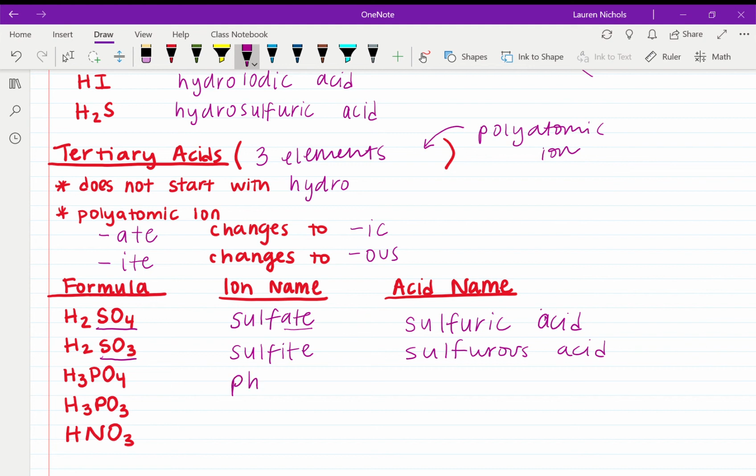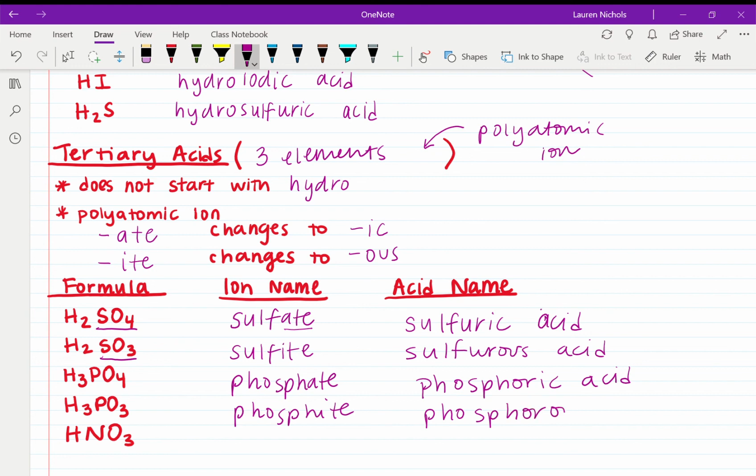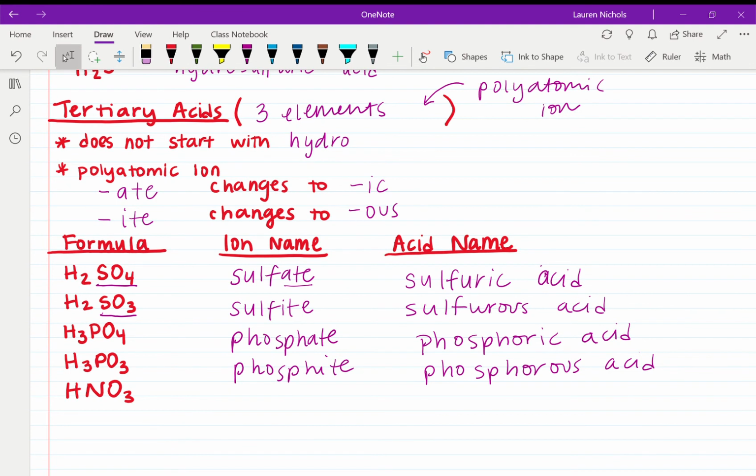H3PO4 is phosphate, whereas H3PO3 is phosphite. And so this would become phosphoric acid, and phosphite becomes phosphorus acid. HNO3 is nitrate, so it becomes nitric acid.